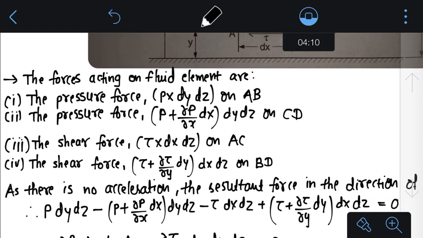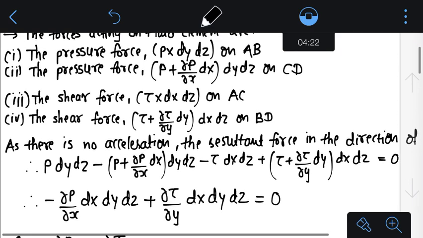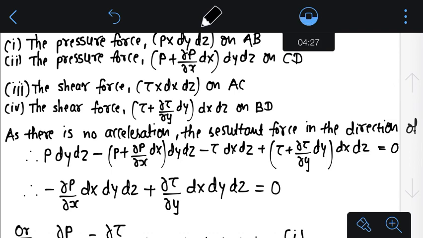Now, these are the forces. Assuming this is a case of steady and uniform flow, there won't be any acceleration, and hence the resultant force in the direction of flow would be zero. So that's why there is no acceleration. Taking the summation of these forces and equating it to zero, we get P dy dz minus (P plus ∂P/∂x into dx) dy dz, which is in the opposite direction, so the sign convention is minus. Then minus tau dx dz, the shear force acting on the bottom side of the fluid element in the opposite direction, and plus (tau plus ∂tau/∂y dy) dx dz, the other shear force that acts in the direction of flow, which is why the sign is plus, is equal to 0.